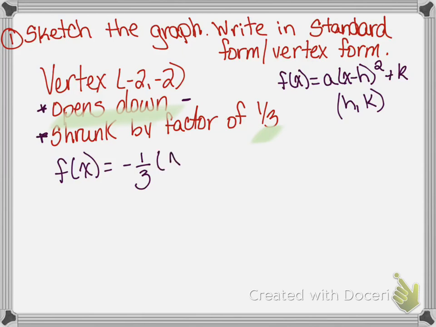Then we have x plus 2. That's x minus -2 for the x value of our vertex. Then we have our squared. And then we have -2, which is the y value of our vertex, and that's true to value. So that's what moves it up or down. And so when we do our translations, that is true to value.